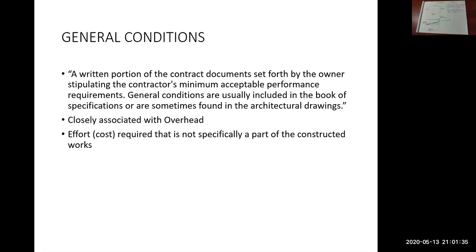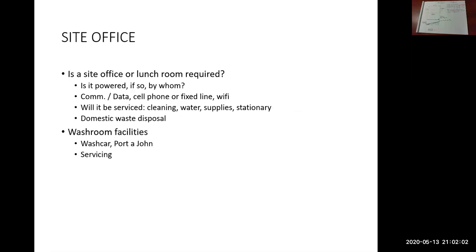So things like a site office are considered an indirect cost. You typically need a site office, but the cost of that site office cannot be associated with any specific task on the project. So costs for general conditions are kind of lumped together by themselves. So the first one, site office.